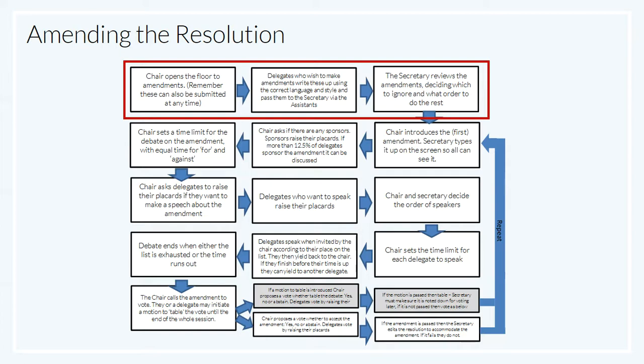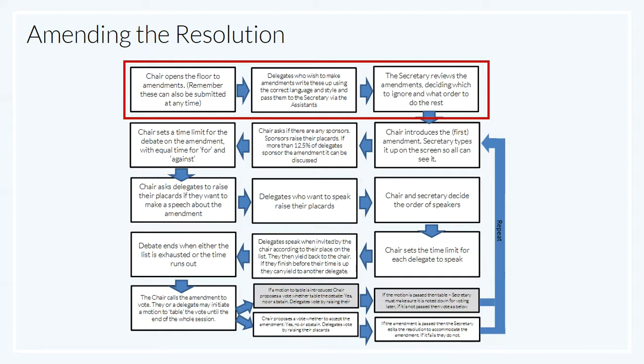And then what you'll do is you'll hold your hands up in the air, in your seat, with the amendment written on it. The meeting services assistants will pick it up, take it to the secretary. They will pile them up and start deciding which one to ignore, which one to do. So that is the proposal. What happens after the proposal?